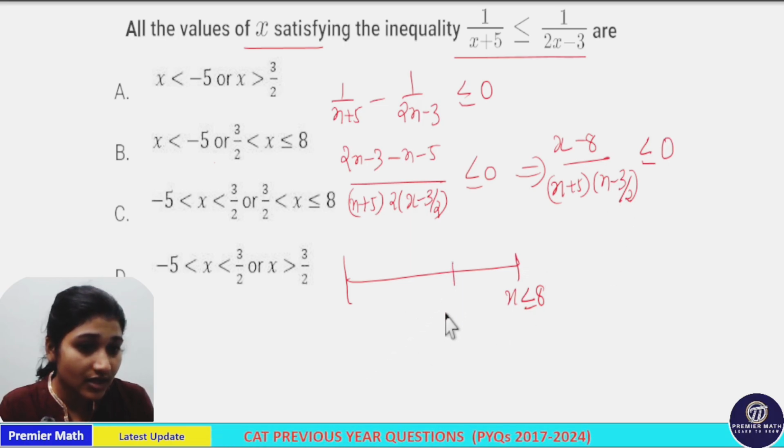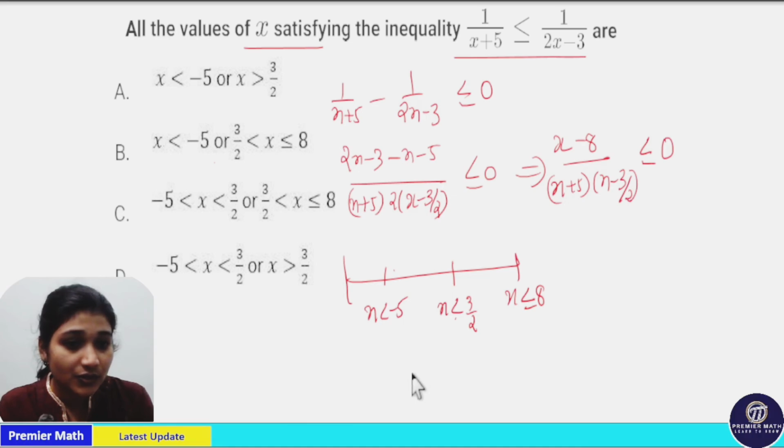So x can take x less than 3 by 2, x less than 3 by 2, and then x can take x less than minus 5, x less than minus 5. So if you look at this, x less than or equal to 8, and here we have x less than minus 5 or plus 3 by 2. So option B is your answer.